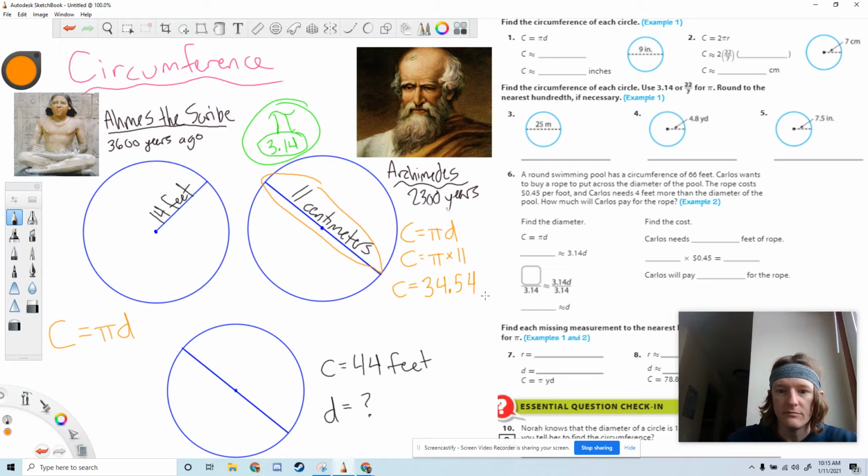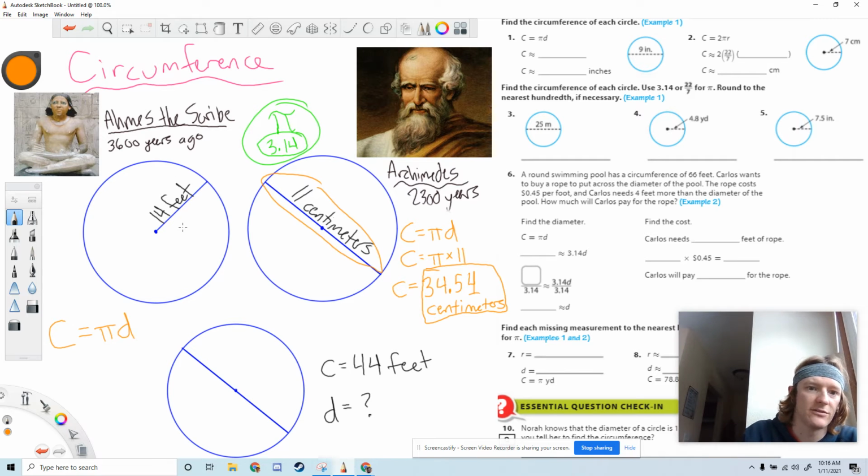34.54 centimeters. And I'm going to write the whole word because I want you to write the whole word on your homework. Centimeters. Here would be my answer, 34.54 centimeters. And I'm going to want you to round to the nearest hundredth on all of your problems. So let's go ahead and do this second one over here.